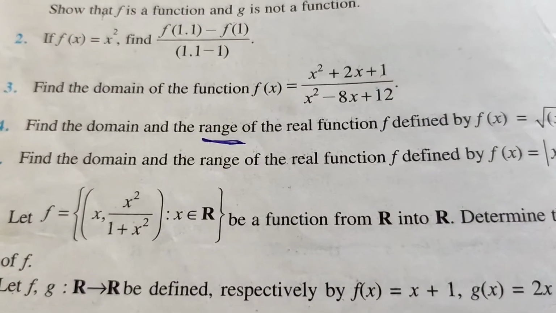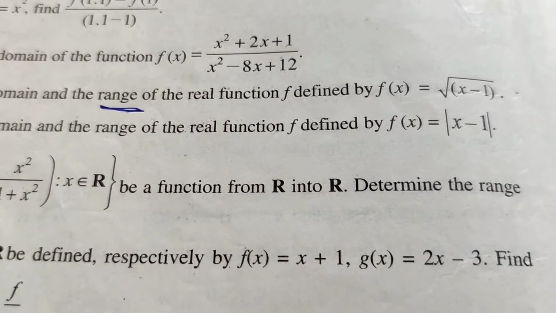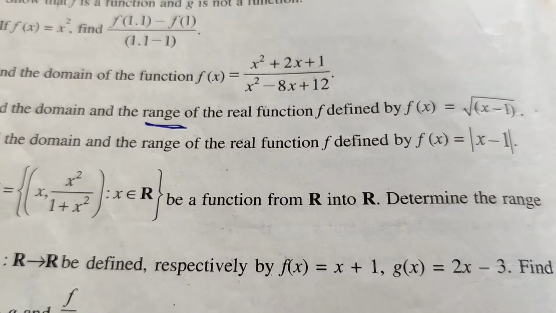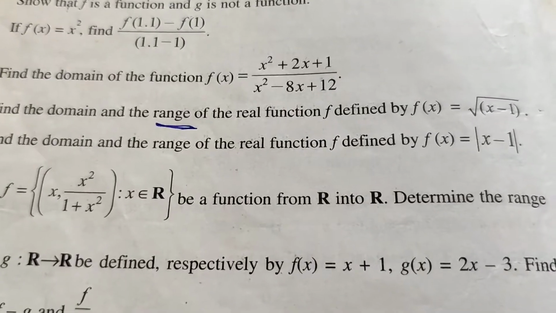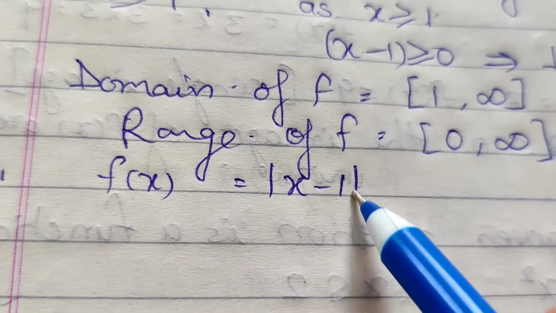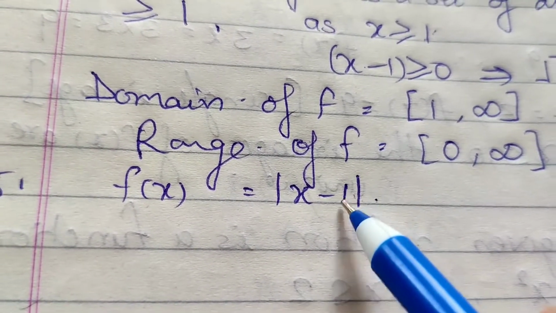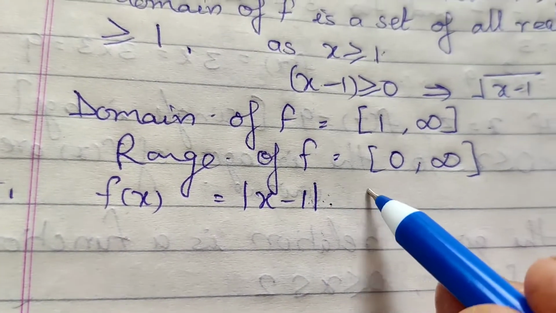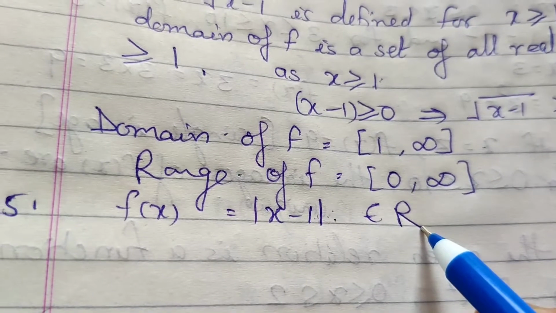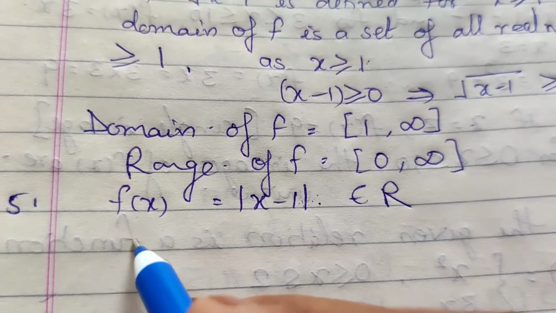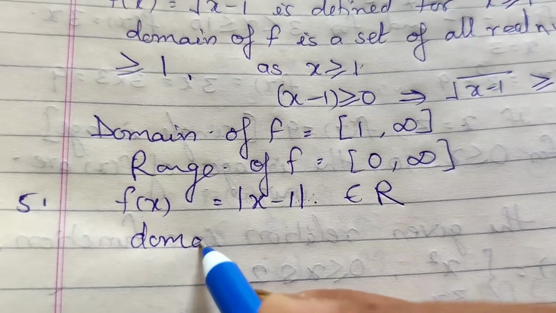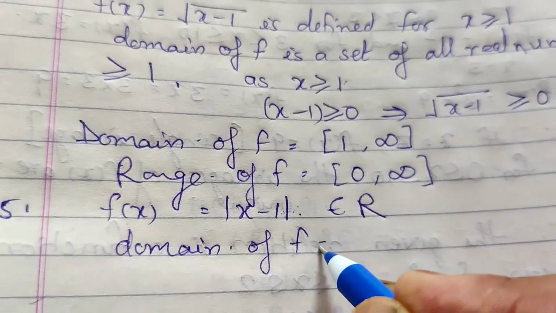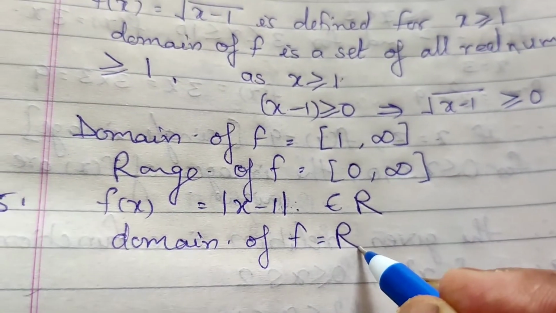Fifth, find the domain and range of the real function f(x) equal to modulus of x minus 1. Mod value of x minus 1. Clearly the function is defined for all real numbers. This belongs to all real numbers. Therefore the domain of the function is all real numbers.